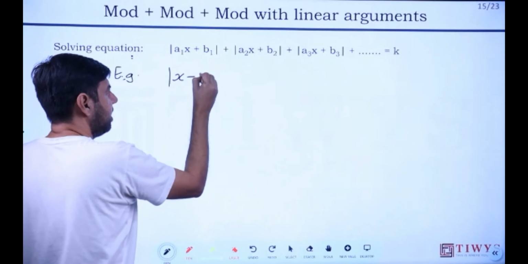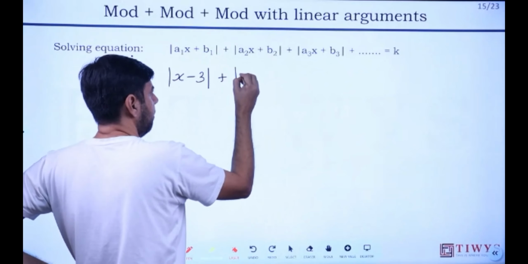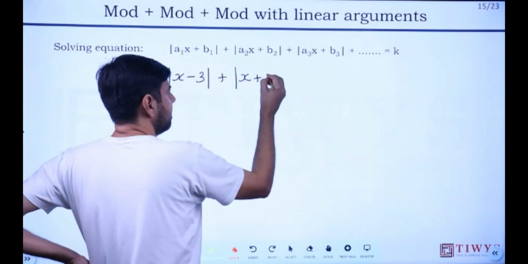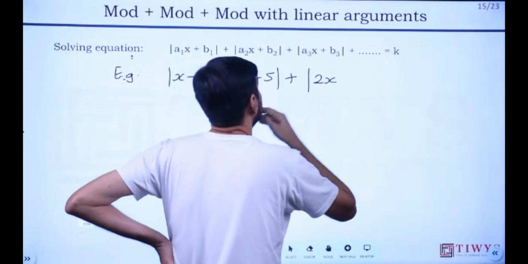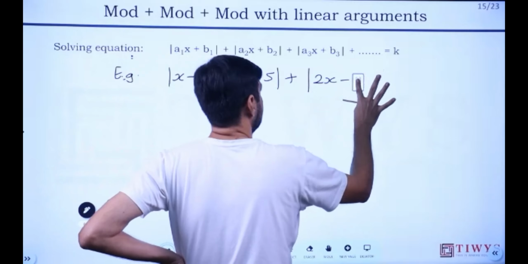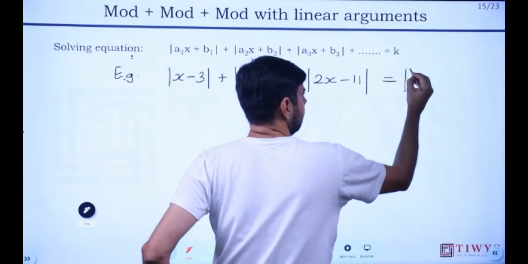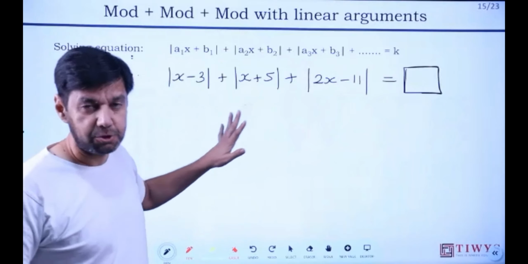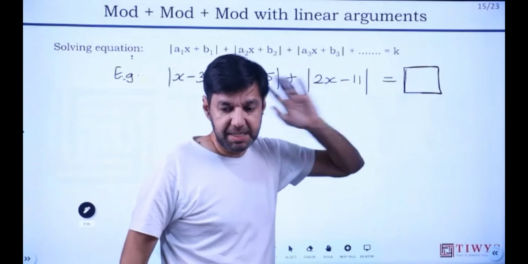|x - 3| + |x + 5| + |2x|. Should I make it a little more difficult? Okay, let me make it a bit more difficult. Now I'm going to give you a number over here, and the equation is solved for it. If you notice how I'm building, to a large extent this number will come into place a little later.